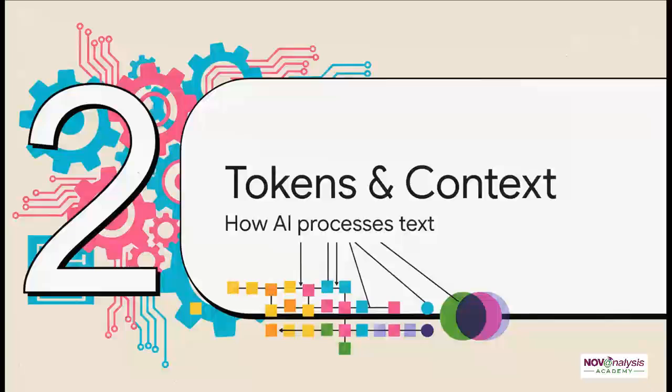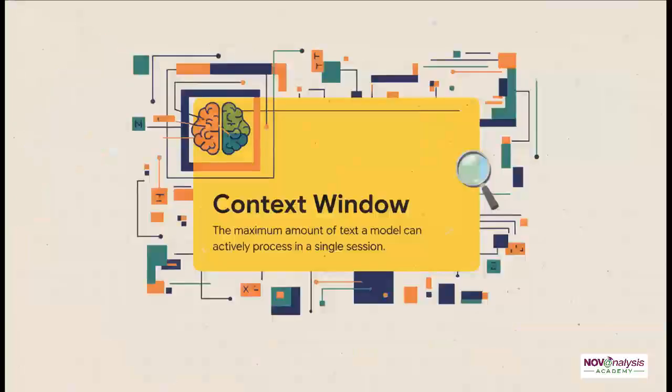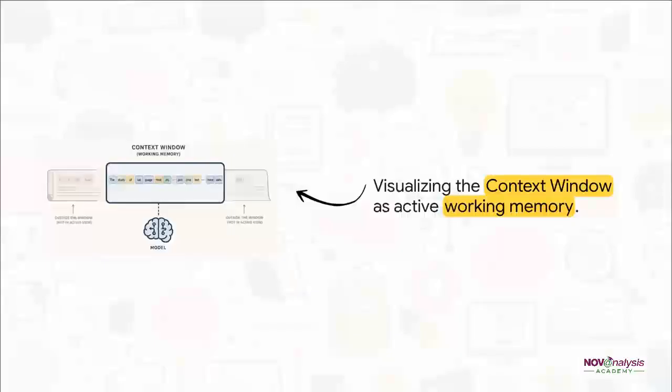Moving right along to Section 2, Tokens, Context, and Probability. Every single language model processes text in tiny little word fragments called tokens, and they're usually about 3 to 4 characters long. Think of tokens as the basic building blocks of AI language. But here is the absolutely crucial limitation you need to know about. Every model has a context window. Think of this as the model's active working memory. It's the hard limit on exactly how much text it can hold in its brain at one single time during your session.